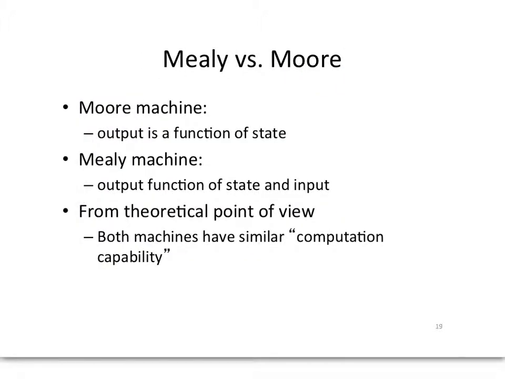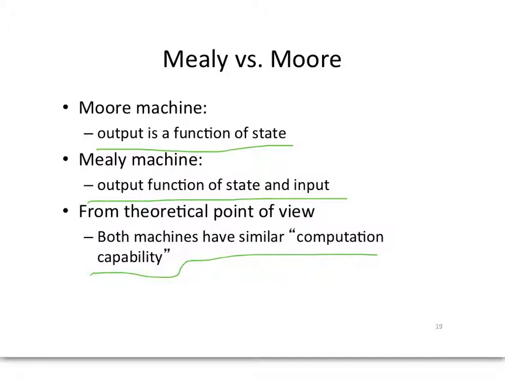So to round up, Mealy versus Moore. The Moore machine, the output is a function of the state. The Mealy machine, the output is a function of the state and the input. And if you look at it theoretically, or what can I accomplish with one compared to the other, both Mealy and Moore have the same computational power or capability, you could say. You can implement the exact same things. It's just a matter of taste and how you split up your design and how you create your state machines.